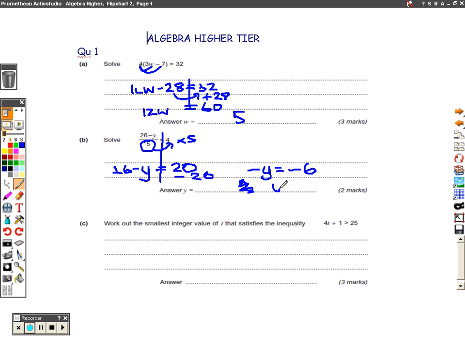Okay, part C. Work out the smallest integer value. Integer, remember, is a whole number. Put your line down, treat it like an equal sign, and rearrange. So becomes minus 1. 4t, got to be greater than 24.